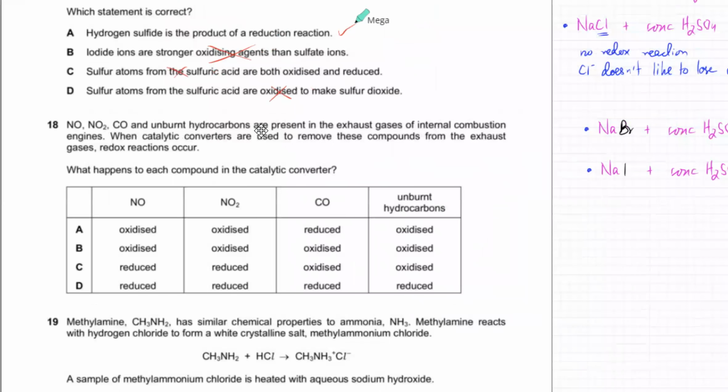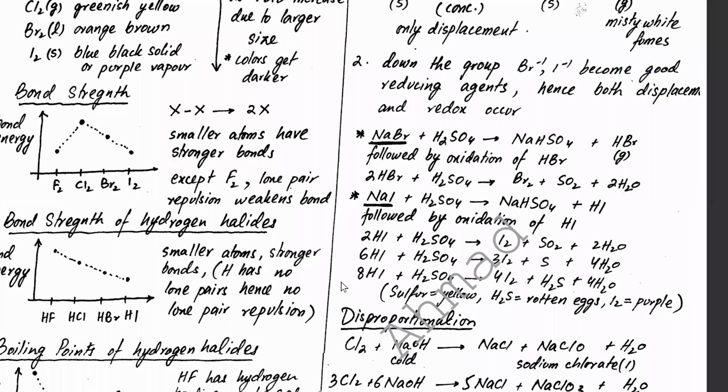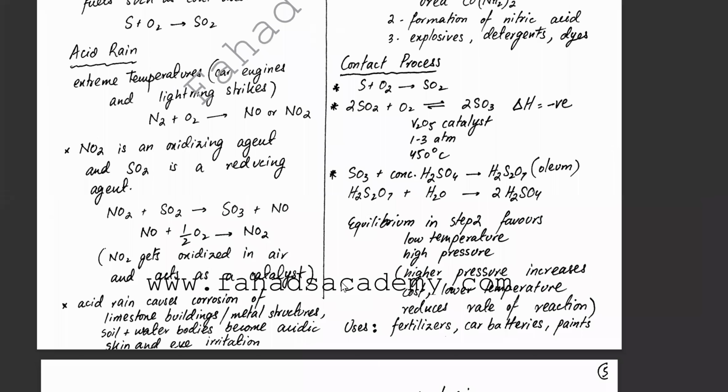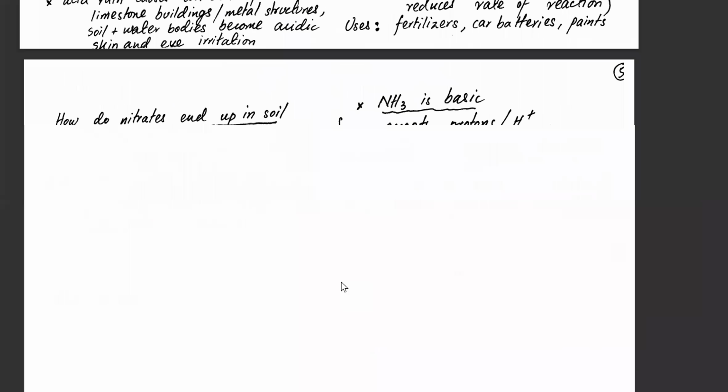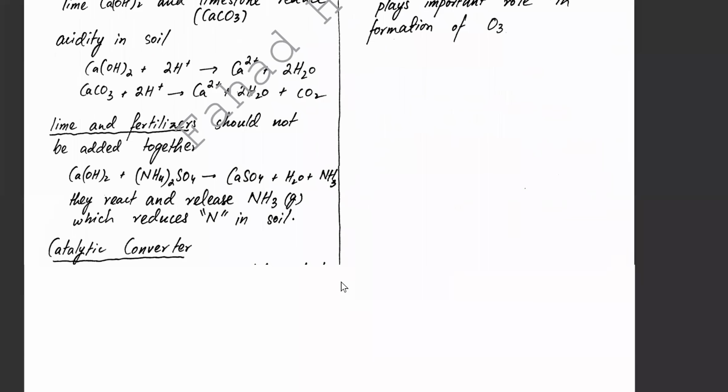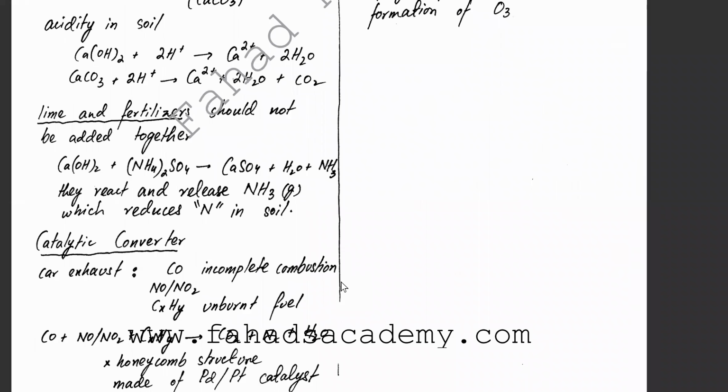Then you have this one. It's saying that in the exhaust gases of internal combustion engines, there are catalytic converters. Let me just quickly go through this. This is also kind of O levels. Catalytic converters must be written somewhere, probably at the end. So catalytic converters are these things. They're right at the bottom.